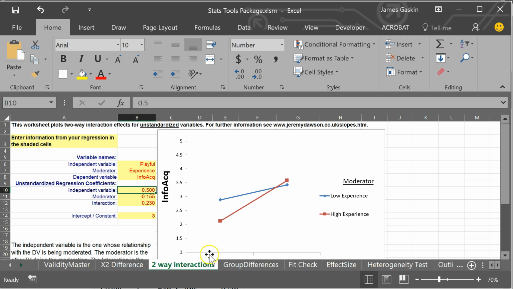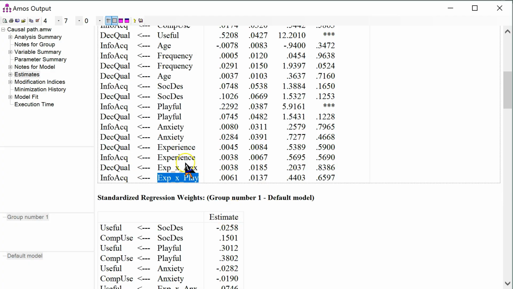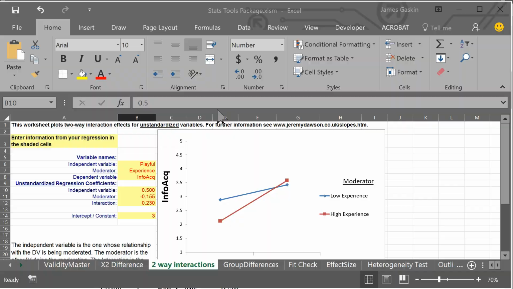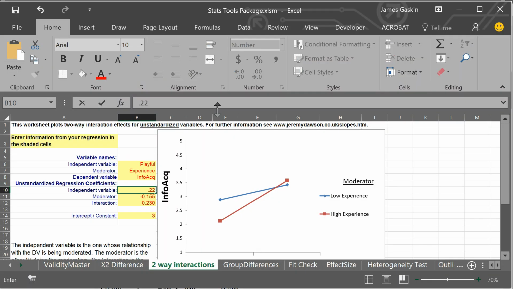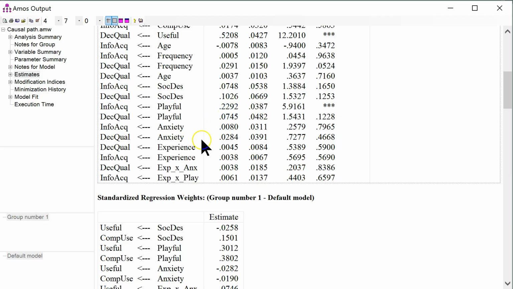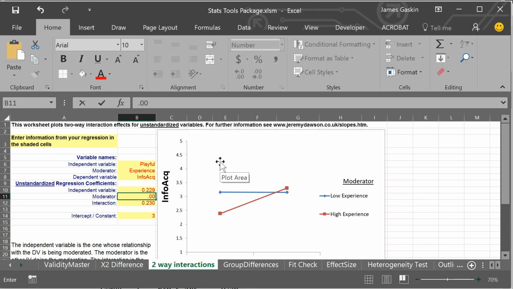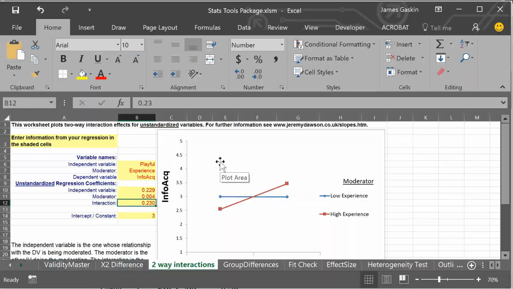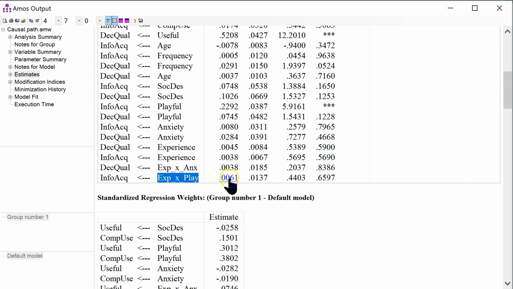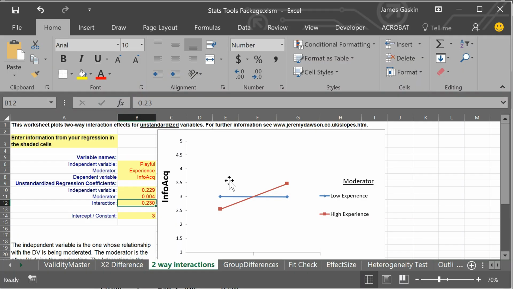And the effect from our independent variable was something just minuscule. So from anxiety to information acquisition. No, it was playful, excuse me. Playful to information acquisition. It was not minuscule. It was a real effect, 0.229. From the moderator, that is experience, to information acquisition, just nothing, 0.0038. And then the interaction was this one, 0.0061.